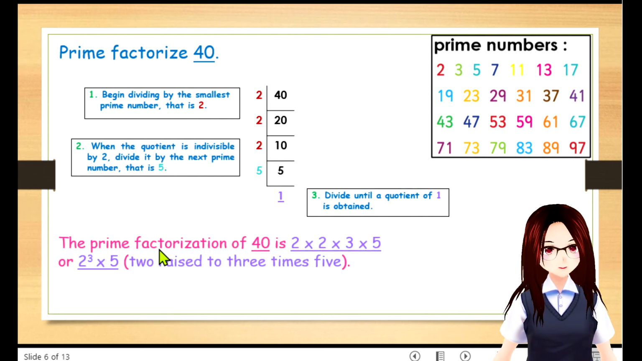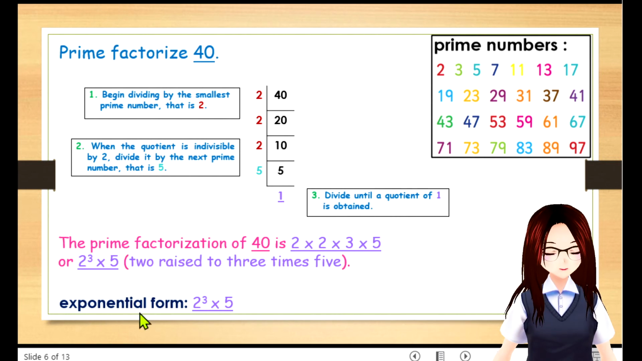So the prime factorization of 40 is 2 times 2 times 3 times 5. Oh, this is wrong. This should be 2. So 2 times 2 times 2 times 5. Or 2 raised to 3 times 5. This is your exponential form. And this is your exponent, 3.